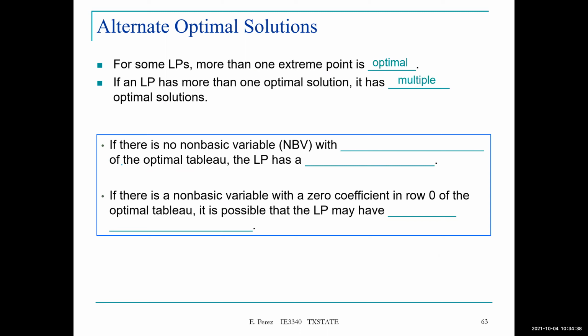If there's no non-basic variable with a 0 coefficient in row 0 of the optimal Tableau, the LP has a unique optimal solution. If there's a non-basic variable with a 0 coefficient in row 0 of the optimal Tableau, it is possible that the LP might have alternative optimal solutions. So we're going to look at the non-basic variables. We see a 0 coefficient for a non-basic. That means that the problem might have multiple solutions.